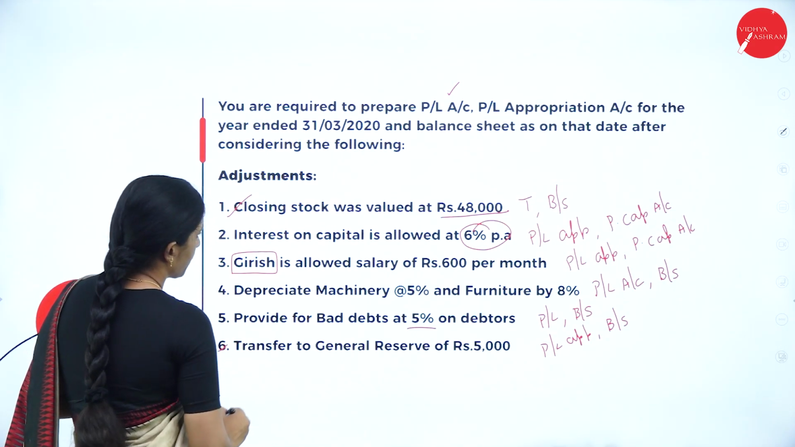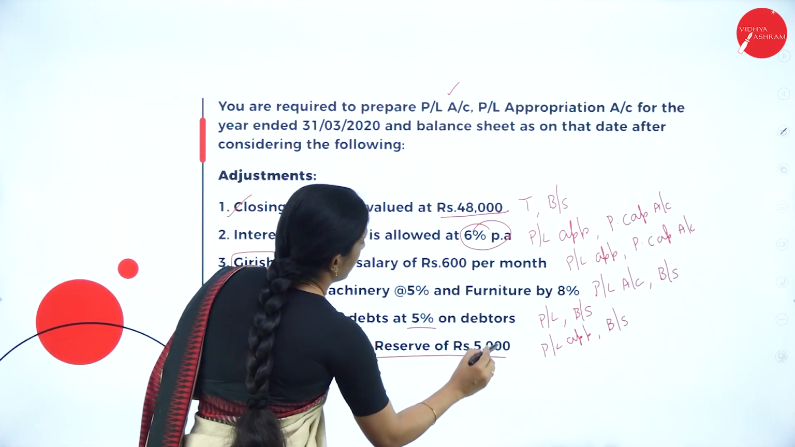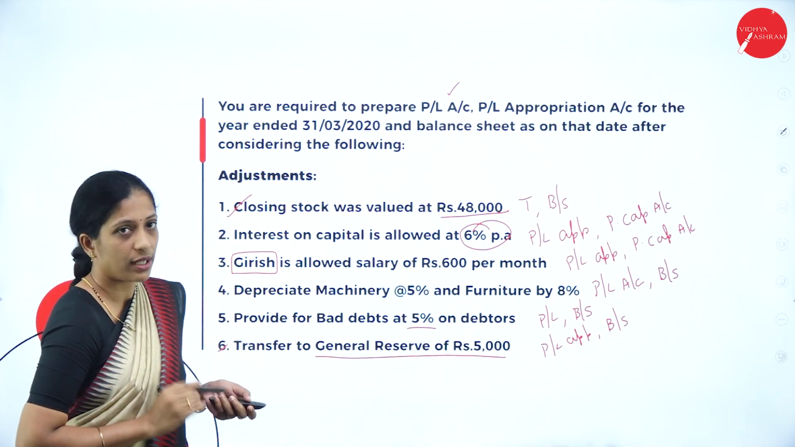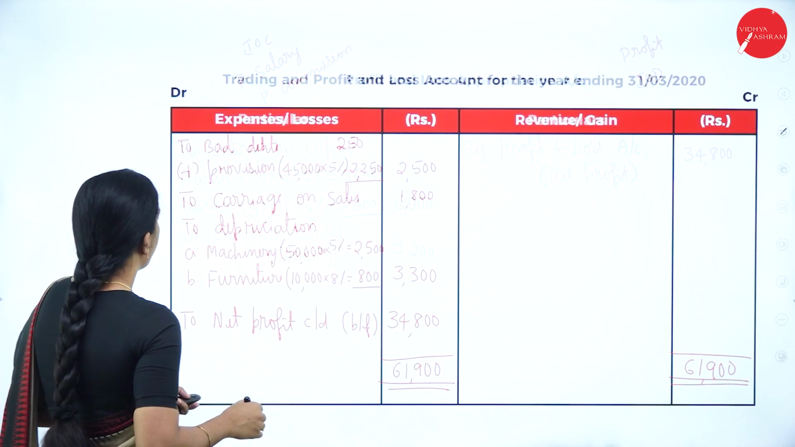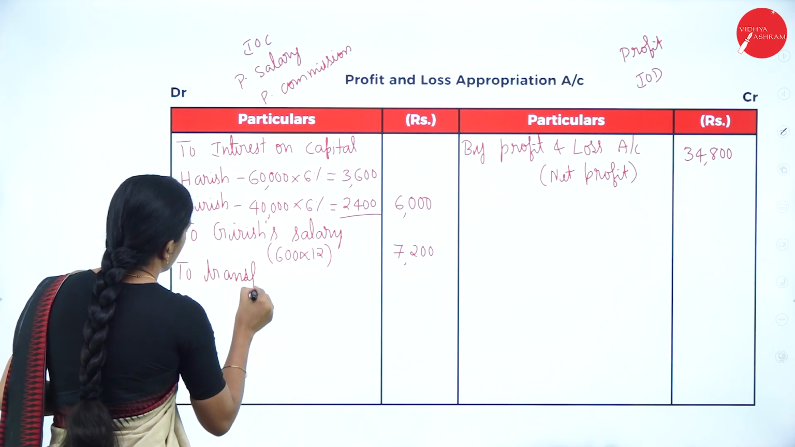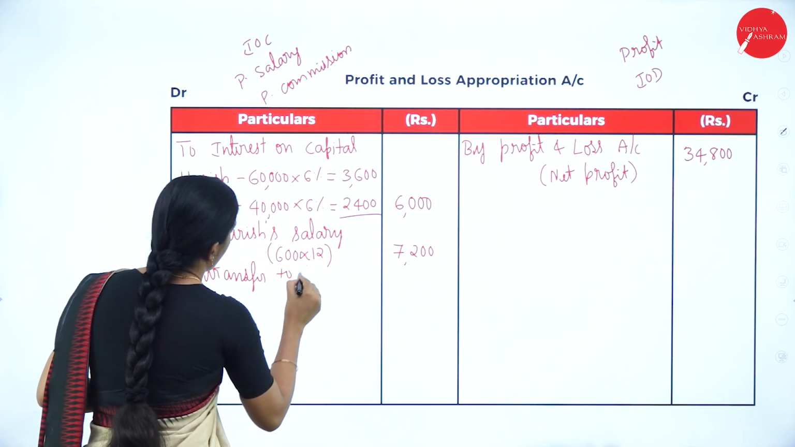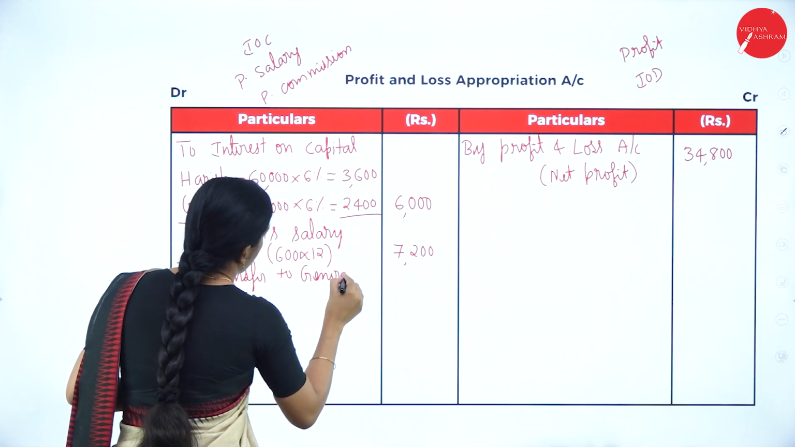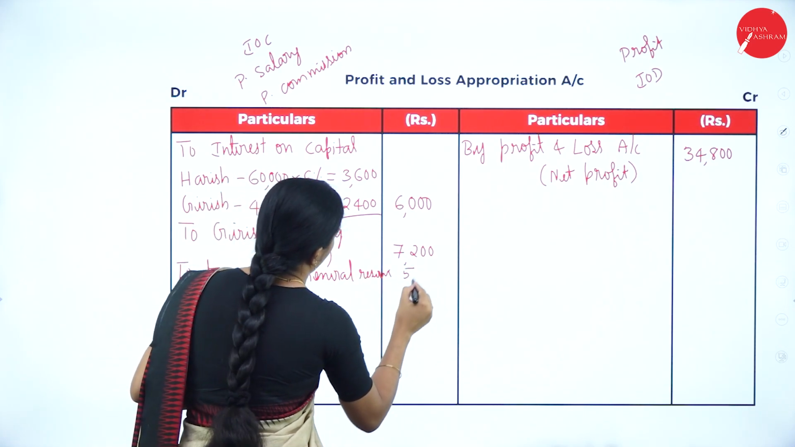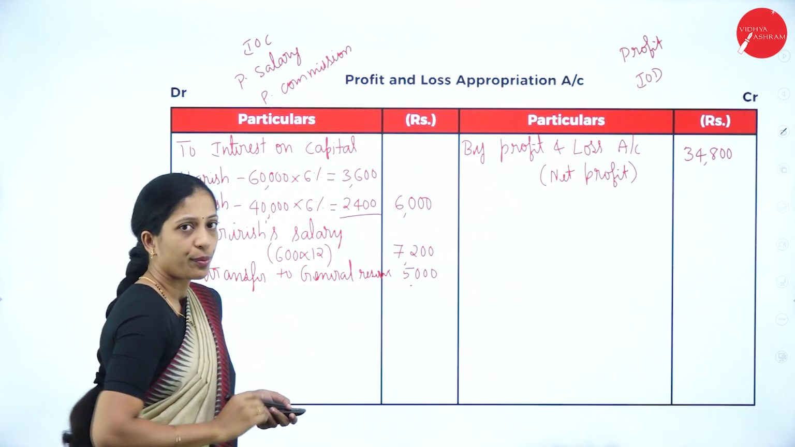But in the last adjustment, they have told we have to transfer to general reserve. So, out of net profit, you have to transfer 5,000 to general reserve. So, how do we record? To transfer to general reserve. So, how much? It is 5,000. So, we are done with this.